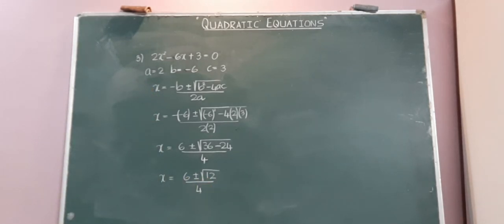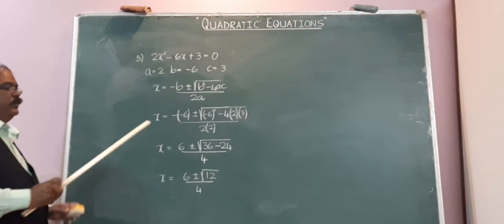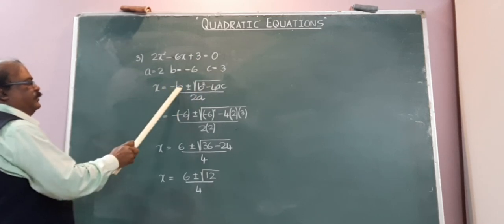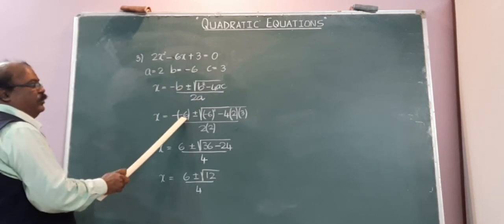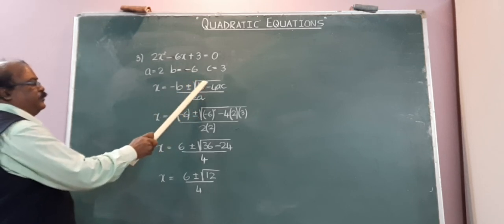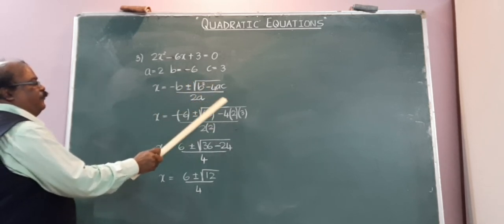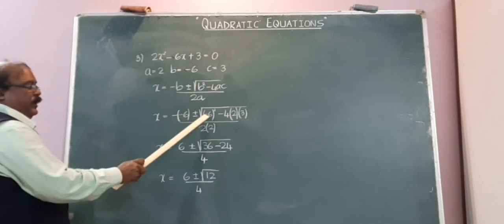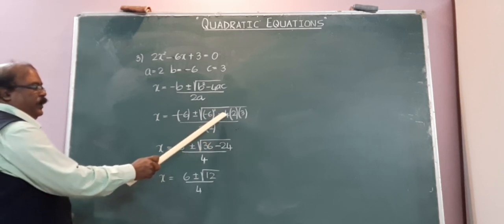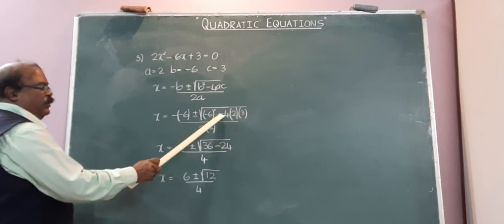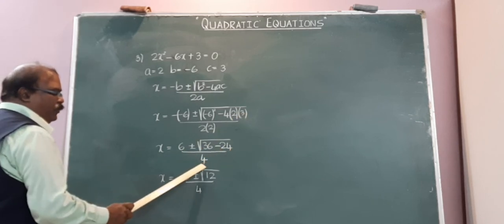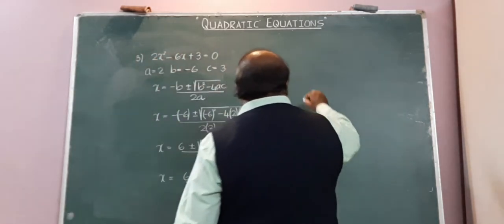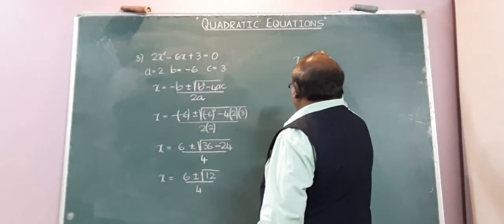Is it clear? What is A in the sum? 2. B minus 6. C 3. So when I say minus B, minus, then write what is B. Plus or minus root b square, minus 6 whole square 36, minus 4 2s are 8, 8 3s are 24, upon 4. So you get 6 plus or minus root 12 upon 4. So what is x equal to? 6.